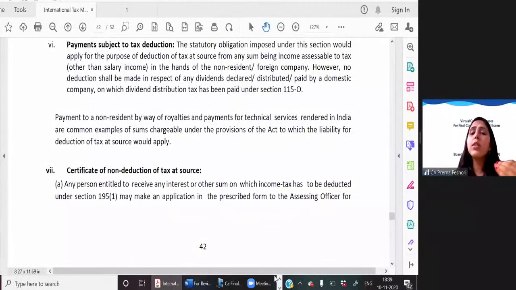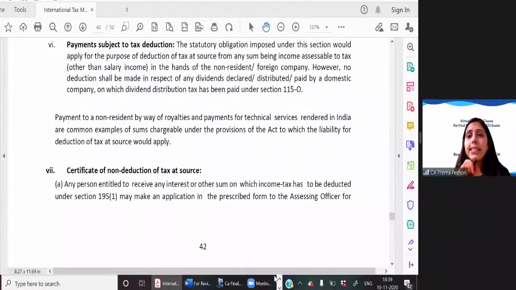What is the sum chargeable to tax? The capital gain amount. I will not come to know what the capital gain of that non-resident will be, because I will not be knowing at what amount he had purchased the property. So in that case, I can make an application to the AO to determine for me what will be the sum chargeable to tax. Clear?